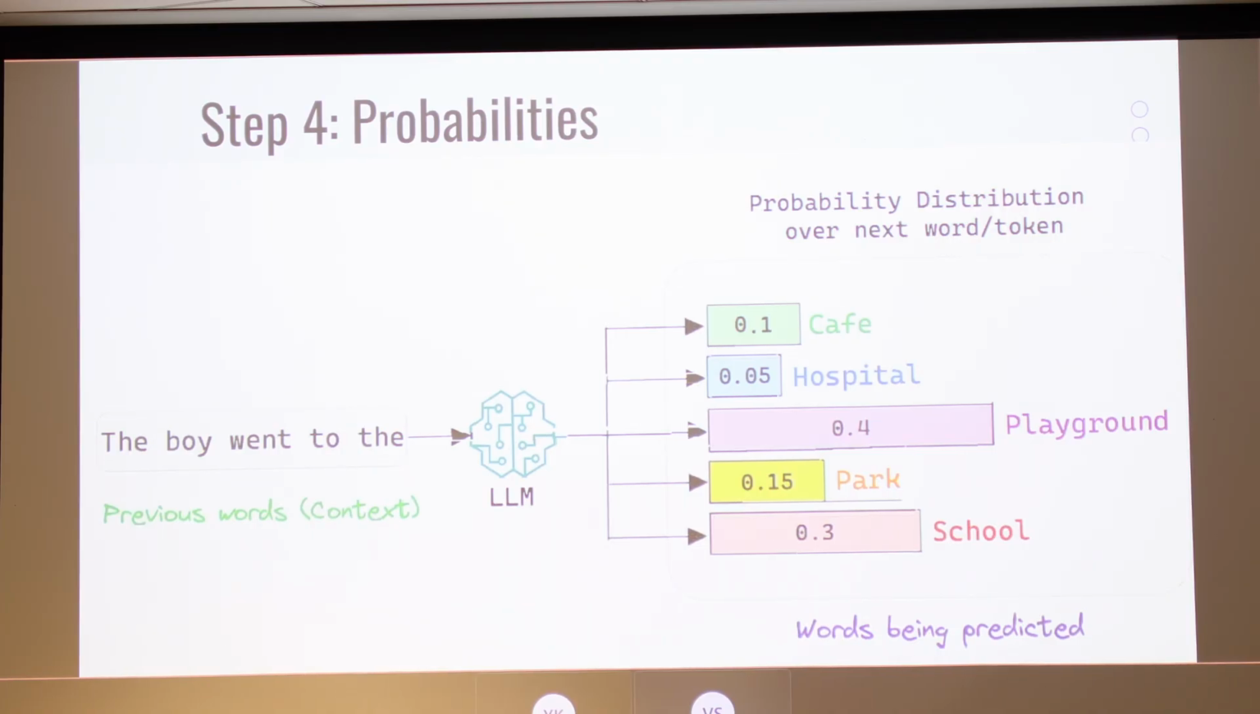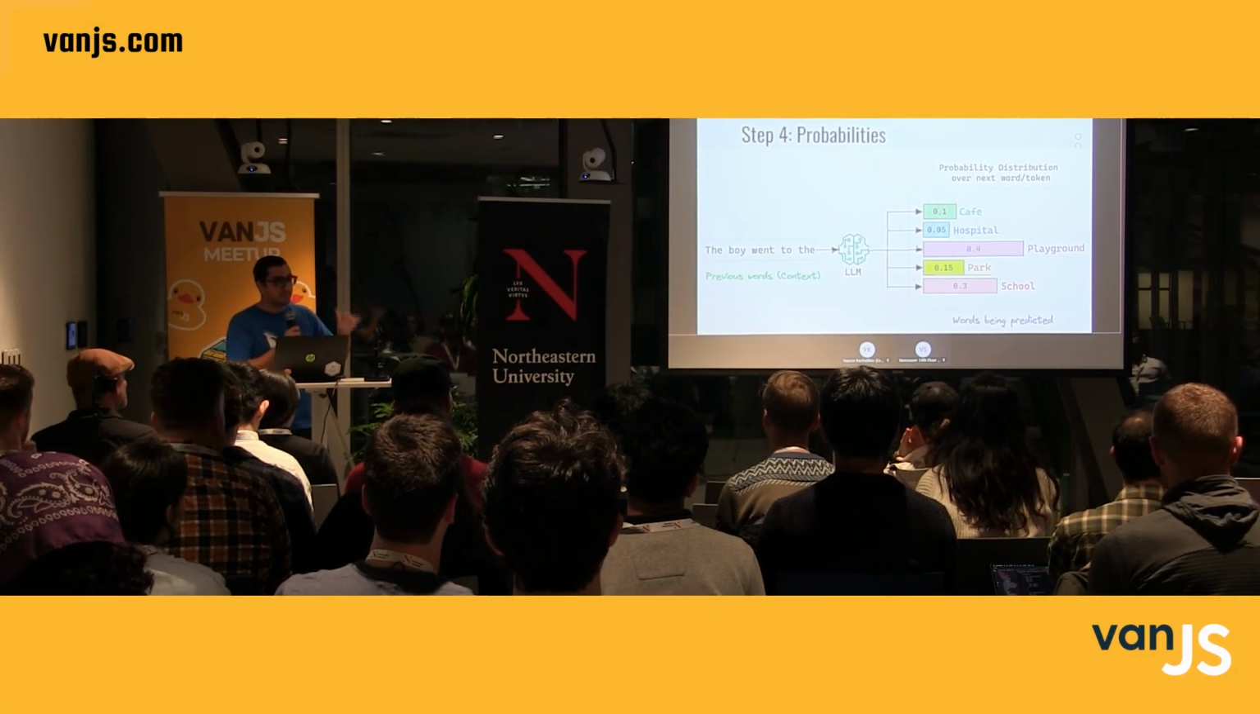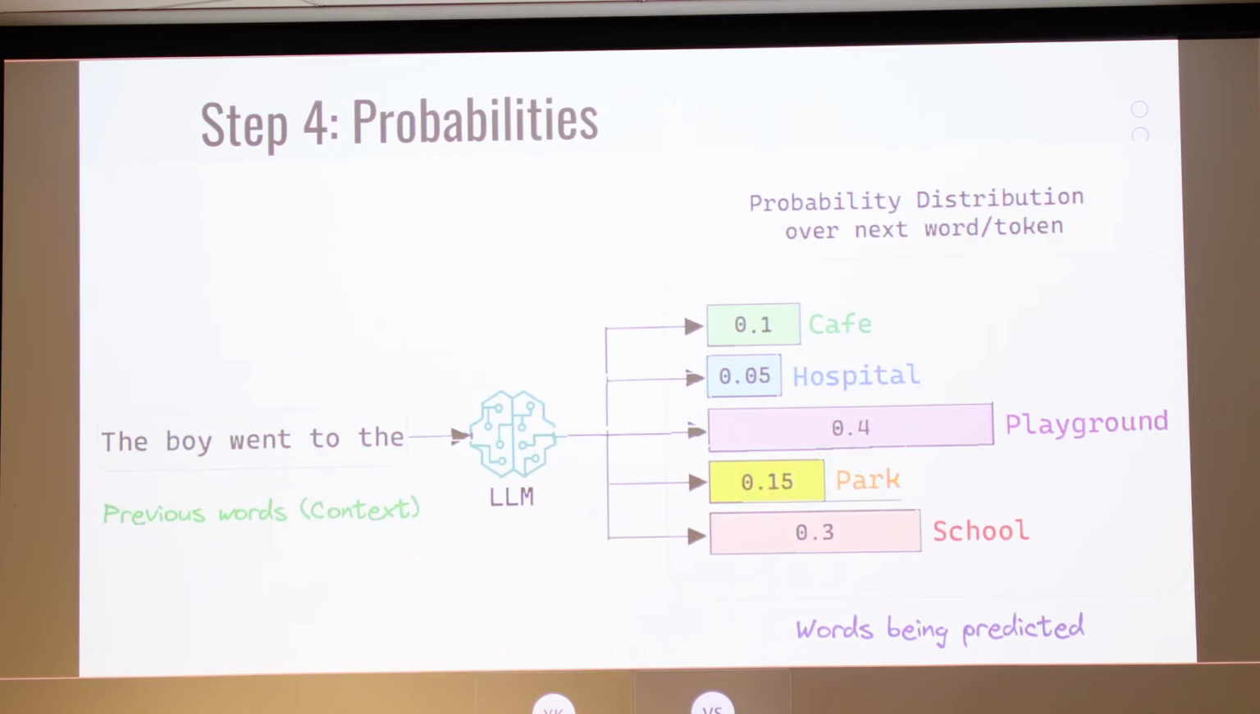So in this case, for example, we have the sentence, "the boy went to the," and there is a list of words that can come in next, and every word has a probability of what it can be. Here you can see playground has the highest probability. So the next step is to assign the next possible word at the end of the sentence.